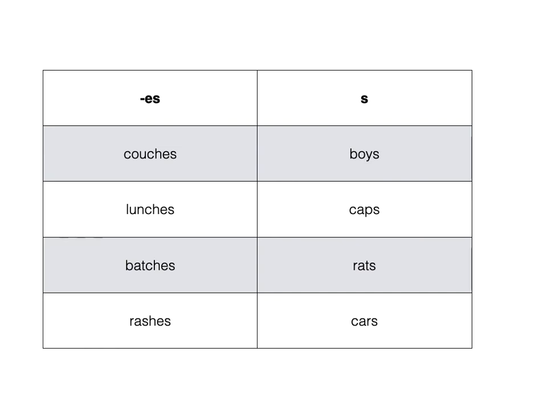And when I have them spell, I probably will give them two columns like this and ask them to spell lunches, but then ask them to spell boys. And how come that's making the Z sound? How come in caps it's making the S? How come it doesn't say cap-es?